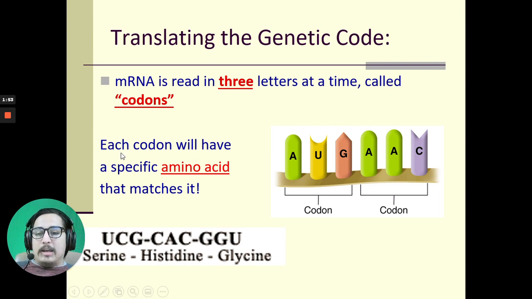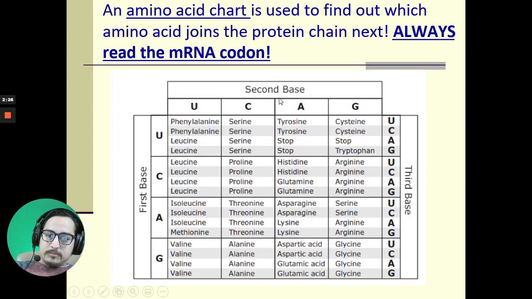So like it says here, each codon will have a specific amino acid that matches it. For example, here there's a codon UCG. If you put it on the chart, it's going to give you serine. And if you put CAC, if you look at it in the chart, it's going to give you histidine. GGU is going to give you glycine, and so on, right? Now, there are some codons where there's only 1 answer, but some codons have 4 or 5 answers or whatever. So let's get started. You don't have to copy this anymore.